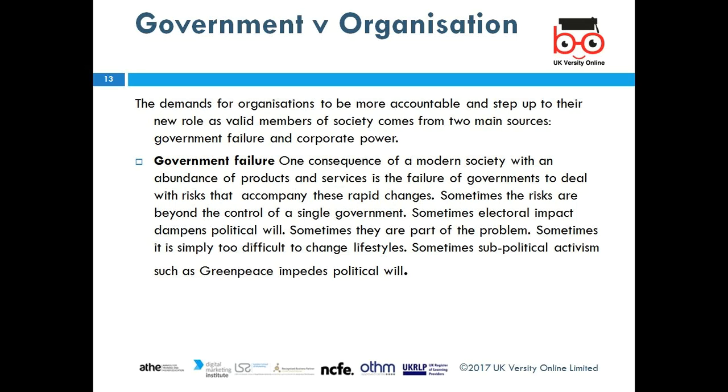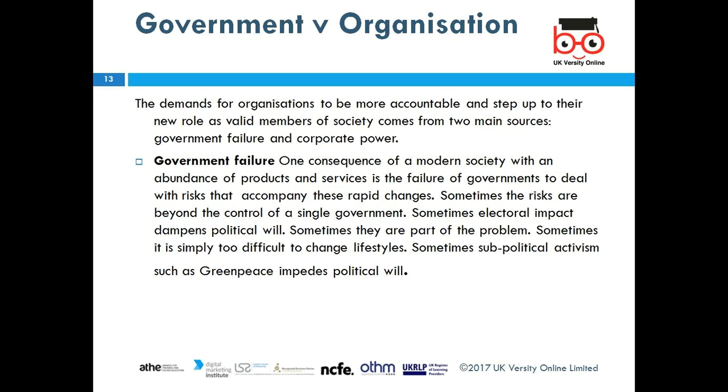The organization is putting pressure on the organization, with tight control on it. In the governance of the company there should be fairness, and people's money should be fairly invested in the companies or not withdrawn, otherwise people will lose their money. And then government failure, one of the consequences of modern society with its abundance of products and services, is the failure of the government to deal with the risk.